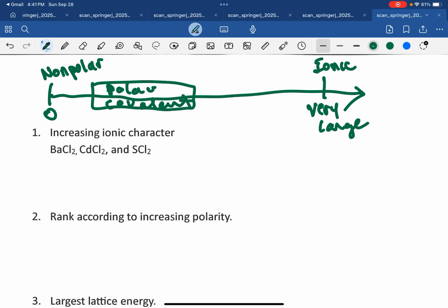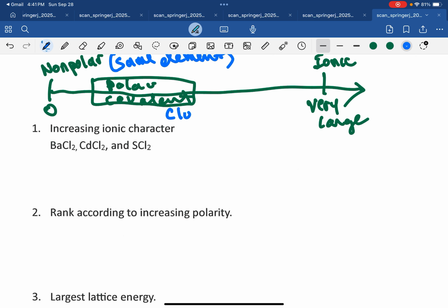So we're looking for increasing ionic character. Nonpolar is usually the same element. Polar will be different elements but fairly close together. And for the very ionic, they are going to be very far apart. So we want elements that are closer together as the least ionic, and the farther apart as more ionic.